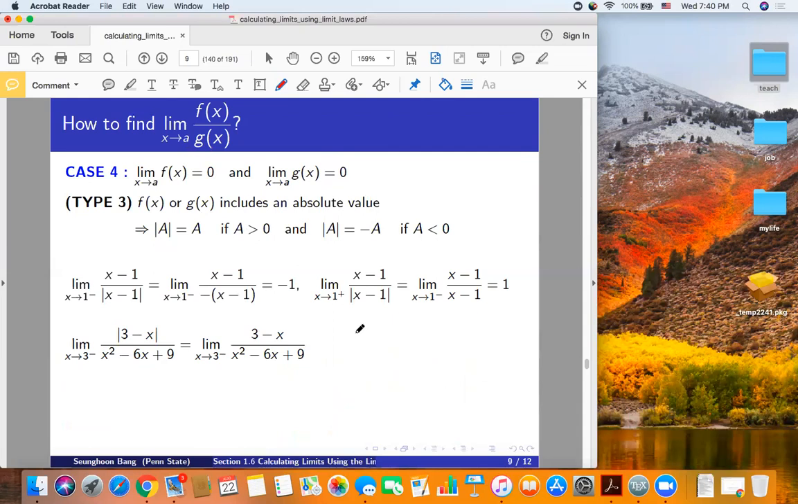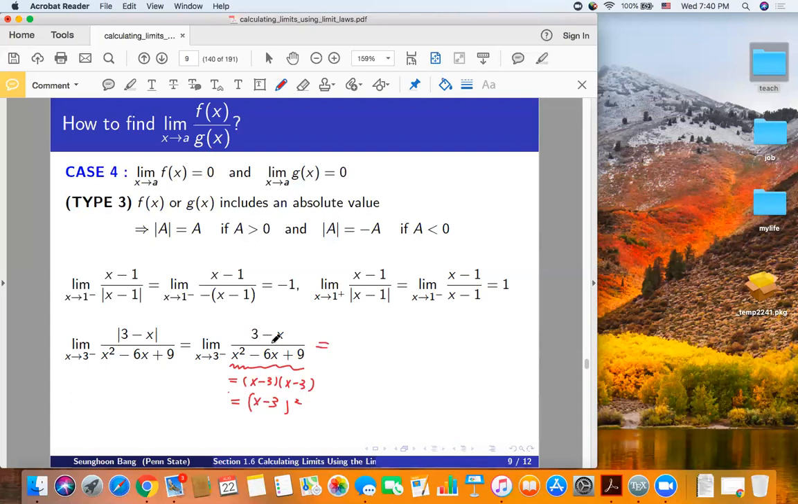So we have it like this. The next, simplify. Do you know the factor form of the bottom one? How can you factor? The bottom one is exactly x minus 3 times x minus 3. So we have x minus 3 squared.